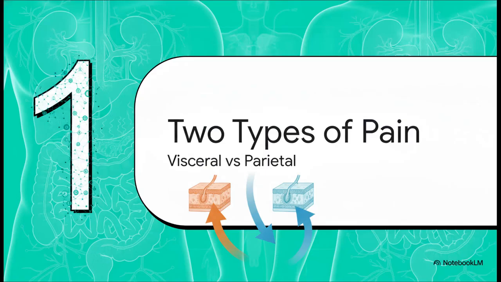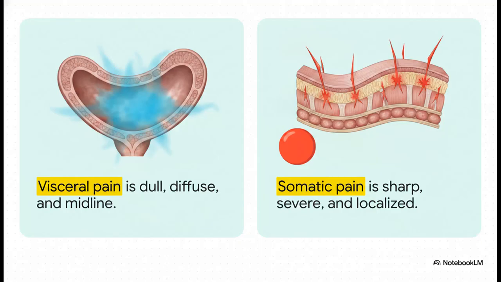Starting right off with Section 1, the two types of pain. So fundamentally, every single abdominal pain you'll encounter originates from one of two places. First up is visceral pain. We're coding this as blue. It originates right within the organ itself. It's dull, it's diffuse, and it usually sits smack in the midline.